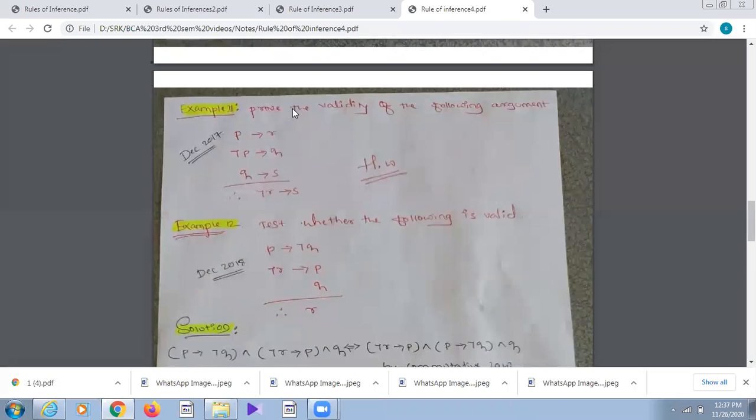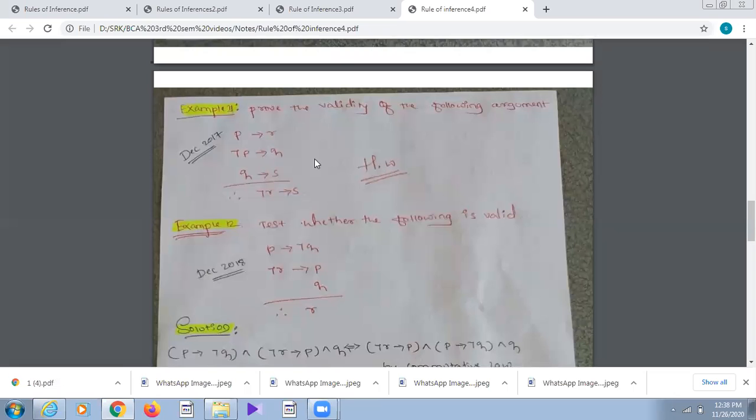Okay, so here is the next example, example 11. Prove the validity of the following argument. The premises given are P conditional R, negation P conditional Q, Q conditional S, and the conclusion will be negation R conditional S. So this question was asked in December 2017.